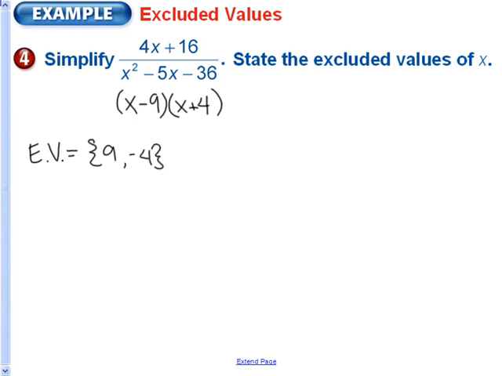Okay, now to simplify this, we're going to factor both top and bottom as much as we can and see if anything cancels out. Well, we already did the bottom. X minus 9 and x plus 4. Now look at the top. Is there anything that they have in common?